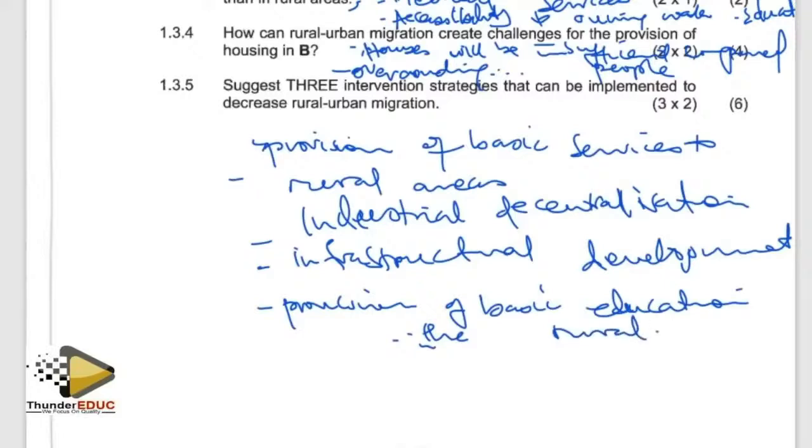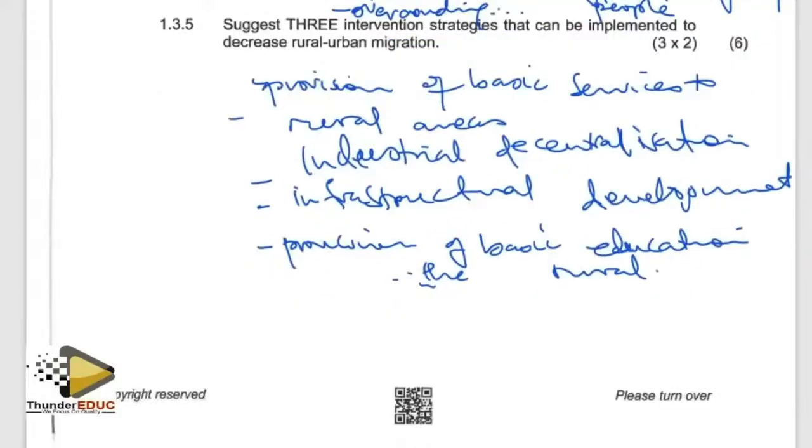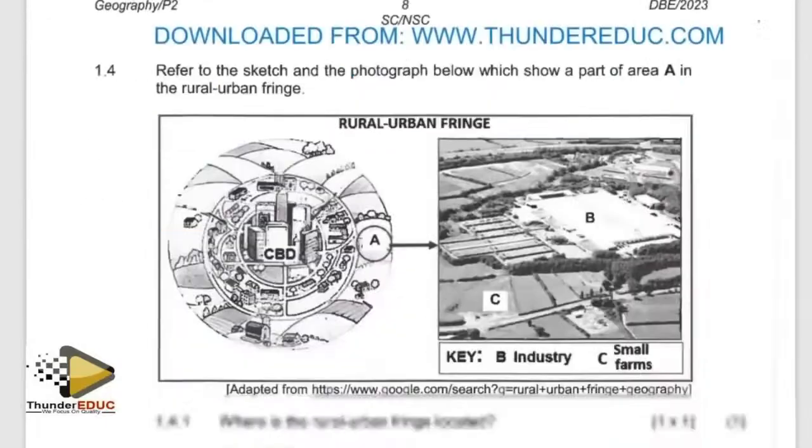So in other words, what can be done in rural areas to stop people from leaving rural areas to go to urban areas? Okay. We go to 1.4.